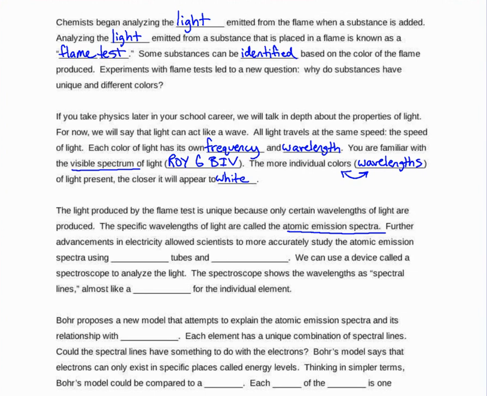Further advancements with electricity allowed scientists to study the atomic emission spectra using something called spectrum tubes. They are very similar to the light bulbs that you would see in most classrooms. A tube filled with a gas. Electrical current runs through it. So we are using spectrum tubes and a spectroscope.